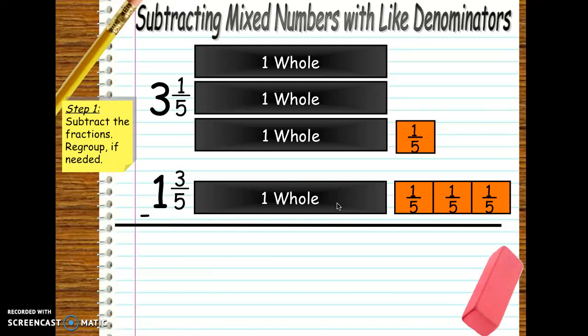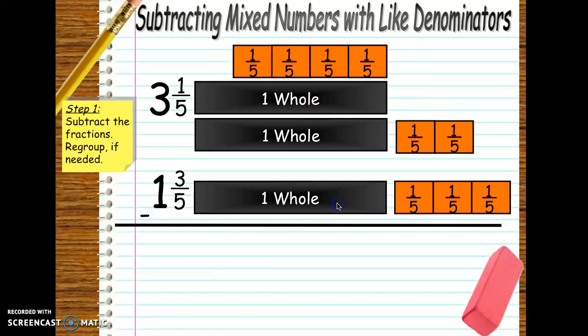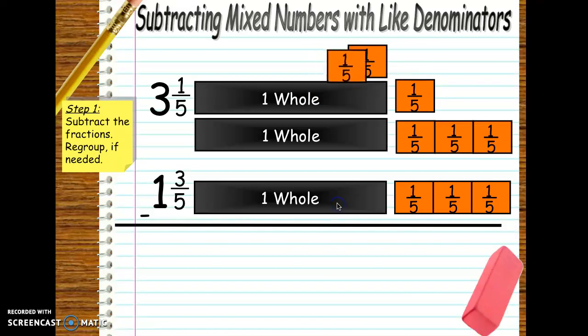So we're going to take one of those wholes from our 3 wholes, and we're going to split it up into our unit fraction, which is fifths. So we've traded in 1 whole for 5/5. We're going to take those and put them on over to our fraction side so that we can easily subtract our fractions here.